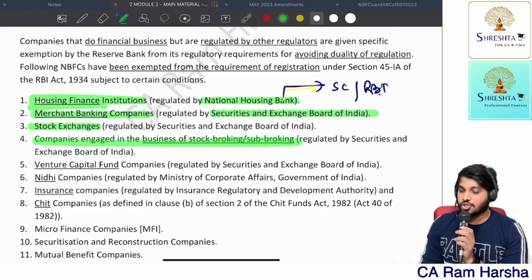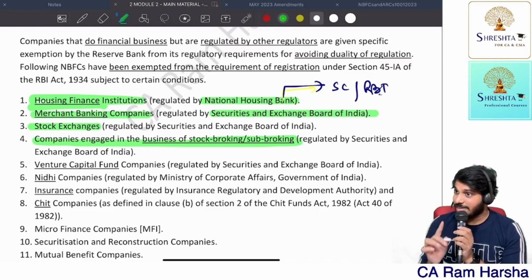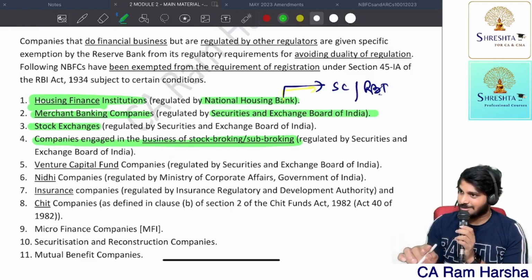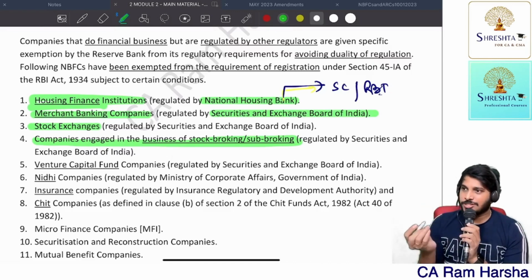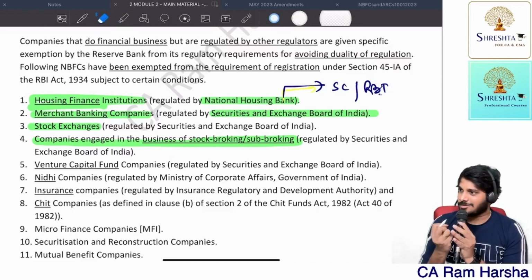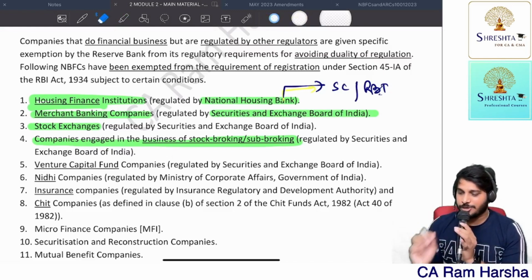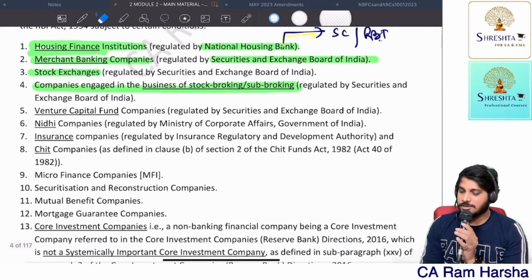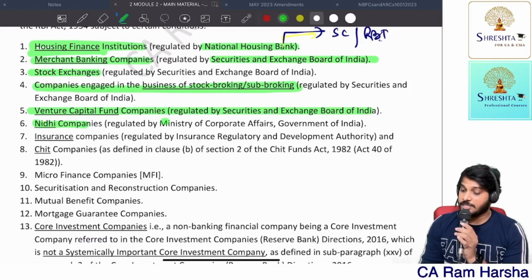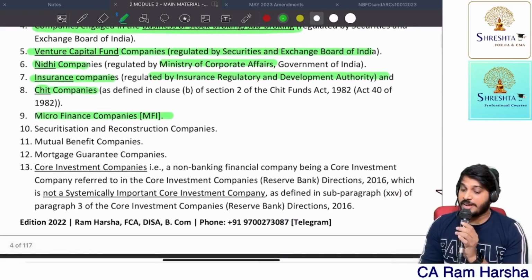Companies engaged in stockbroking, sub-broking, they do satisfy the NBFC definition. Yes or no? Because brokers and all, what is the income they get? Commission. Brokers get what income? Commission. Venture capital funds, which are regulated by SEBI, are exempted. Nidhi companies are regulated by MCA. Insurance companies are regulated by IRDA. Chit companies, MFIs, microfinance institutions.